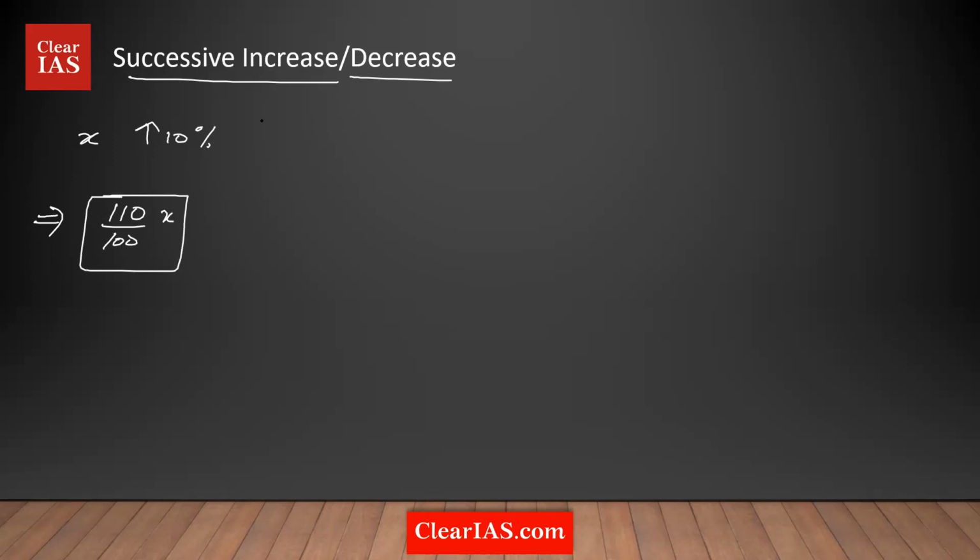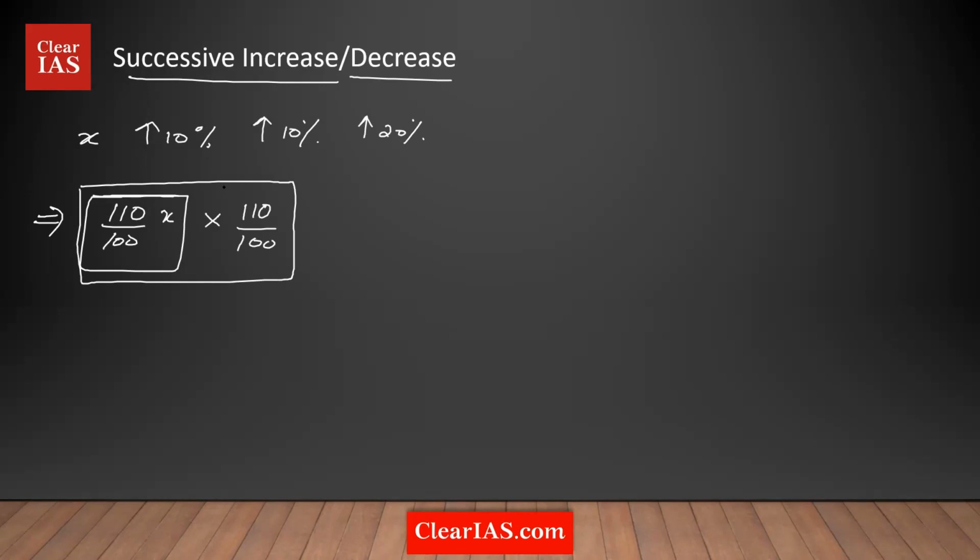So successive increase means this is again increased by, let's say, 10%. So it becomes what? This value becomes again increased by 10%. It becomes 110%, so again multiply by 110 by 100. Or if it is again increased by, let's say, 20%, what you need to do? This is the current value right now in hand. This value is increased by 20%, so this value becomes 120%, so into 120 by 100.